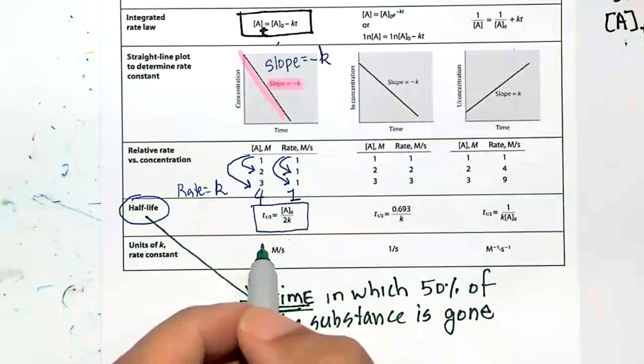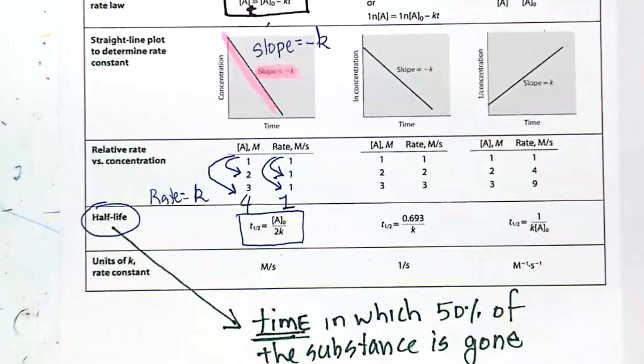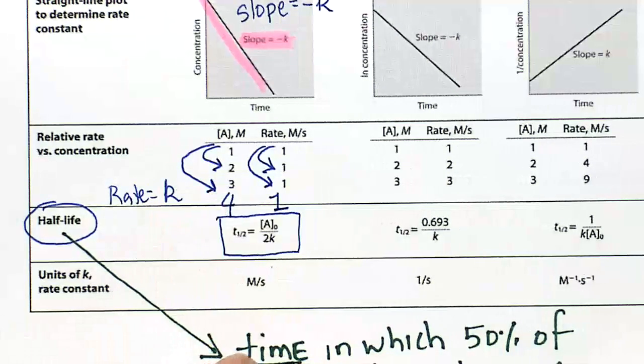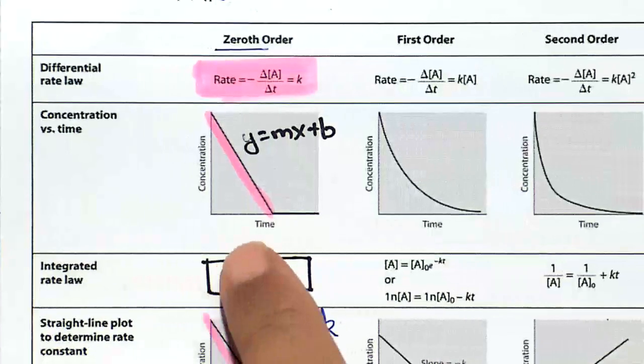So what's the equation for a half-life if that substance decays with zero-order kinetics? It's this, and this is the equation you'll use. All right, and this is the profile over time.